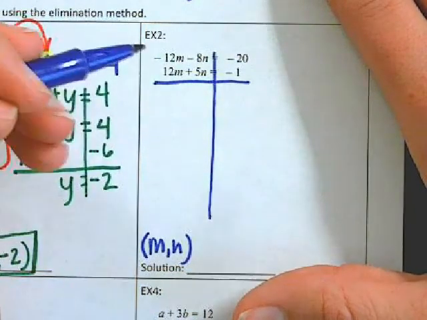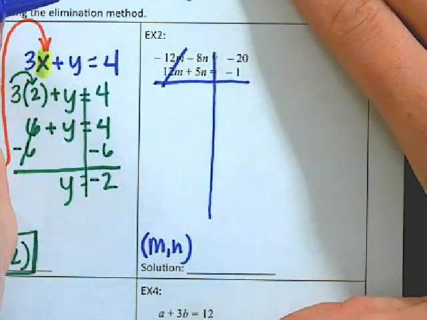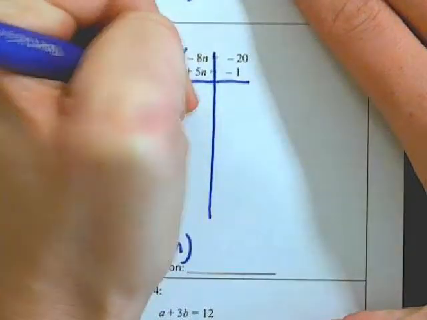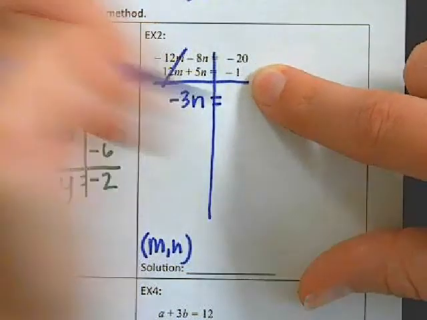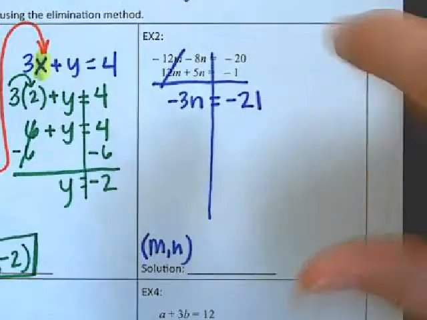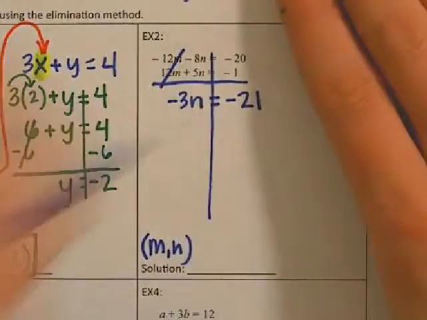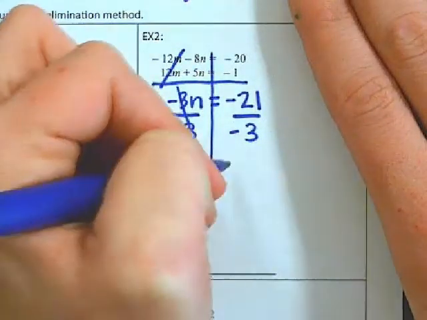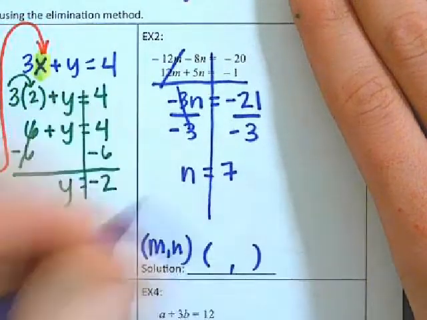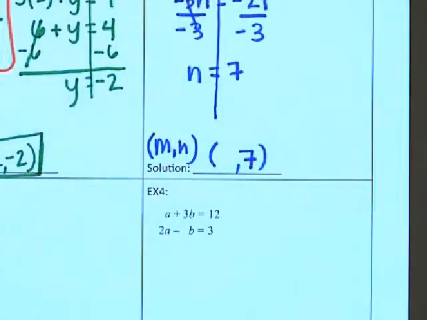What is negative 12 plus 12? 0, so they're going to eliminate. What's negative 8 plus 5? Negative 3n. And I'm combining my like terms. Negative 20 and negative 1 is negative 21. Okay, I want to get n by itself. How do I get rid of that negative 3? Divide, because they're touching. Good. N equals negative 21 divided by negative 3. Positive 7. Okay, that's n. N is my second number, so 7 goes second. That matters. Okay?